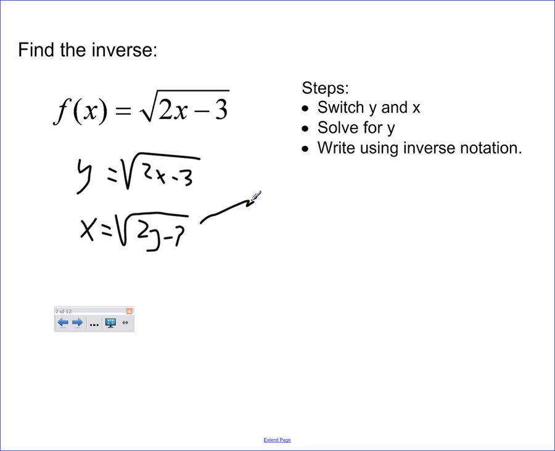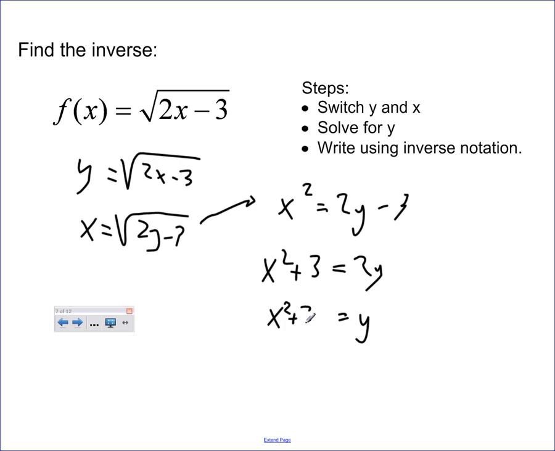Then let's try to solve for y. So the first thing would be to undo the square root. So I would say x squared equals 2y minus 3. And then I would add 3 to both sides. And then I would divide. Okay? And then the last is to write using inverse notation. So f inverse of x equals (x squared plus 3) over 2. Swap y for x, solve for y.